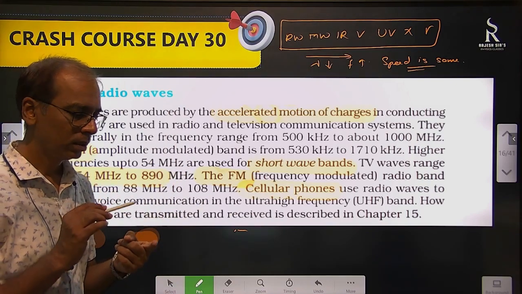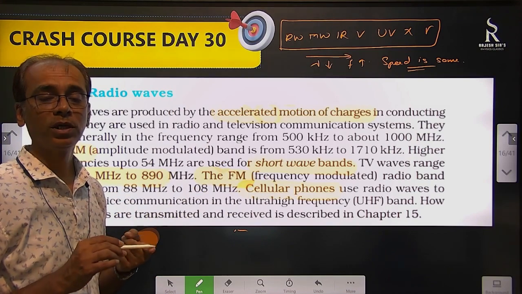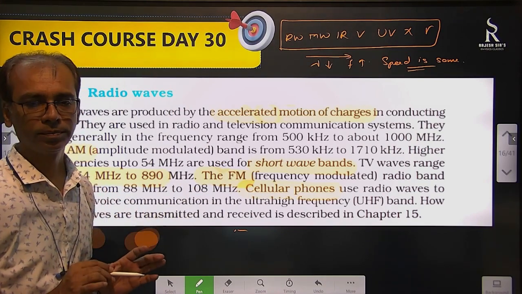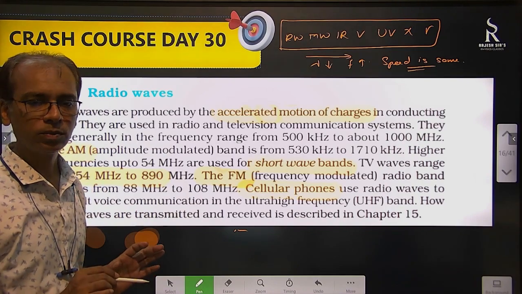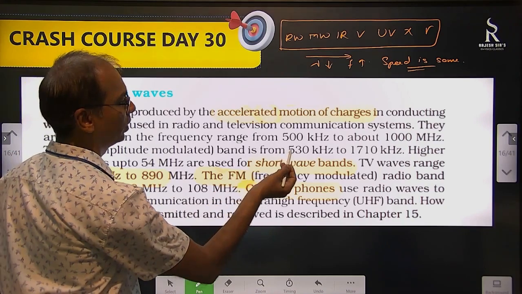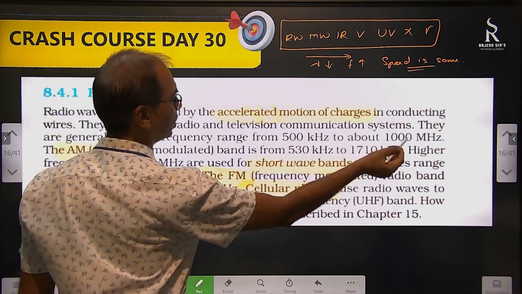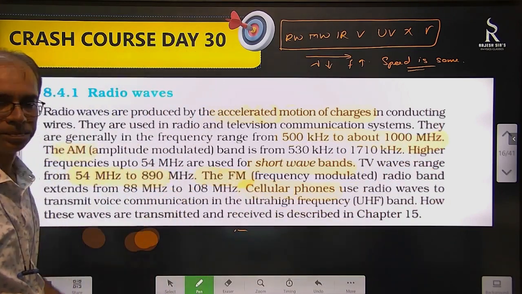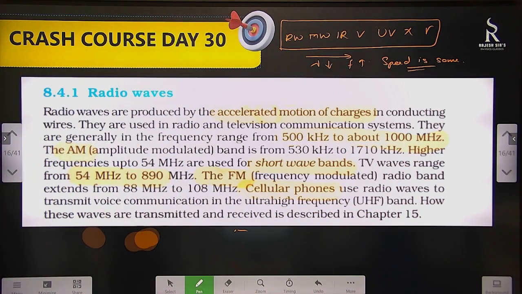Okay, so radio waves are used in which communication? Radio communication, television communication, and mobile communication. Okay, this is what we have, and the range you can see is from somewhere around 500 kilohertz to 1000 megahertz. This is the range. Okay, this is the radio.